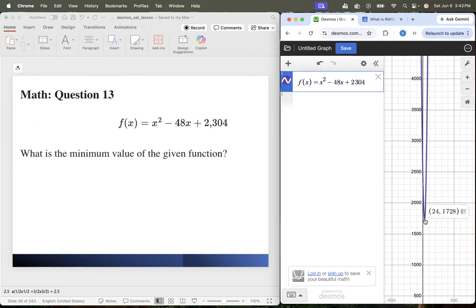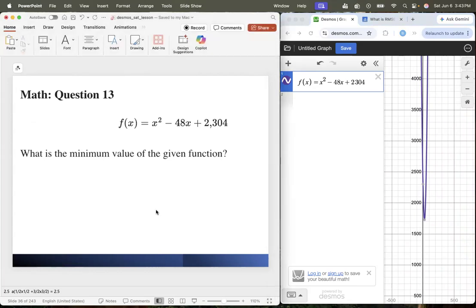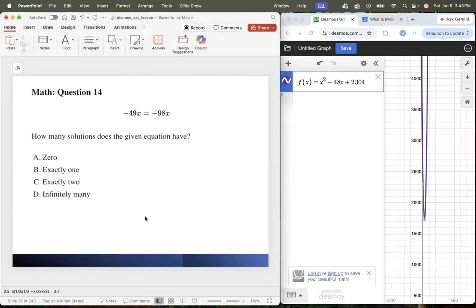And it's 1728. They're asking you the minimum value of the given function. So the x is not the minimum value, it's the y. Be careful. So 1728 is the minimum value. Don't pick x. They know you will pick x and you get it wrong. These are little points you're going to lose if you overthink it.